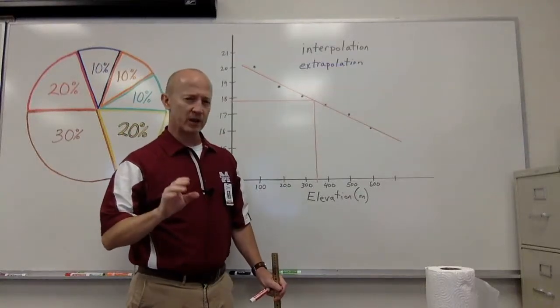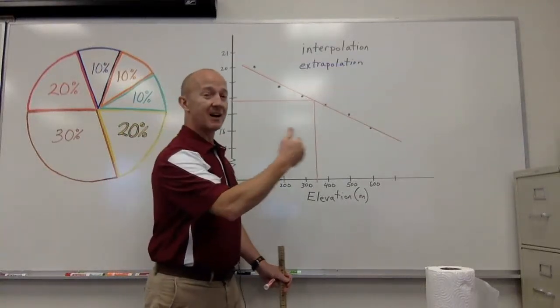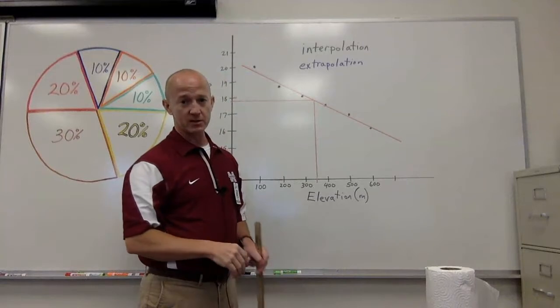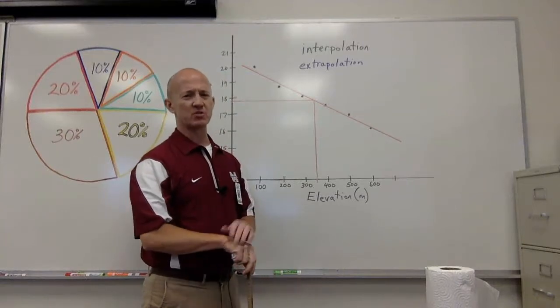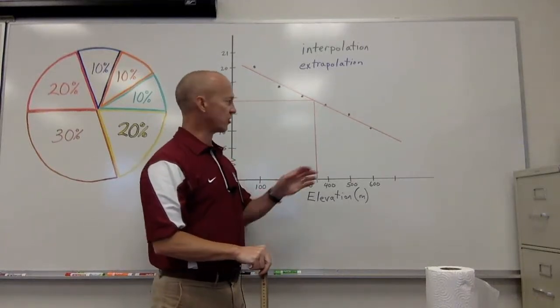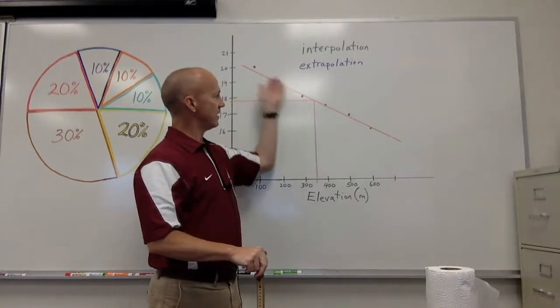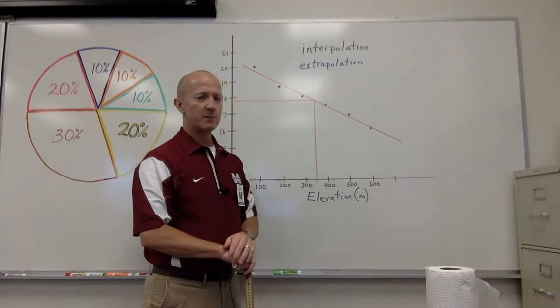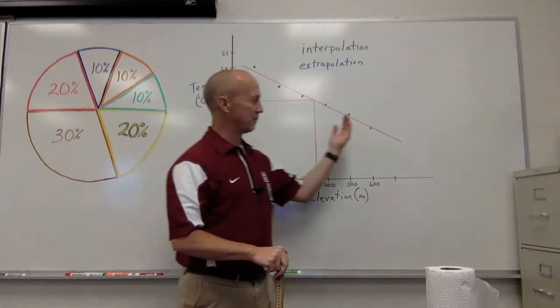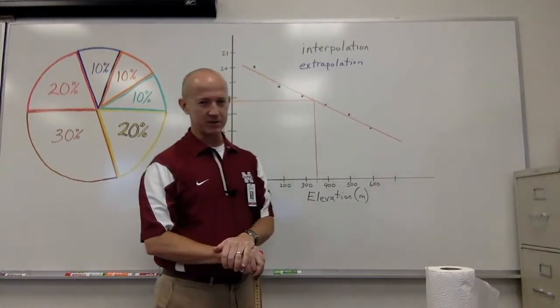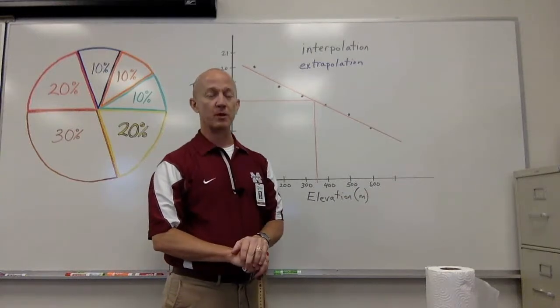An extrapolation occurs when I have to go beyond my set of data points. You have to be really careful when you do an extrapolation. I can be fairly certain of the slope of this line within my data points, but I'm less certain once I get beyond my data points. That's why you have to be very careful with extrapolation.